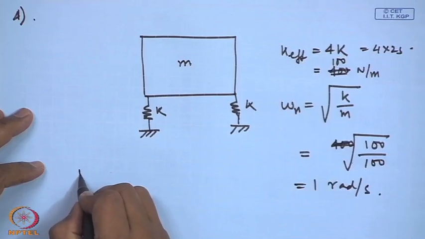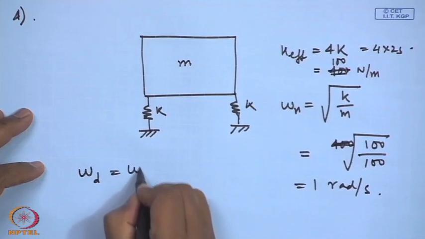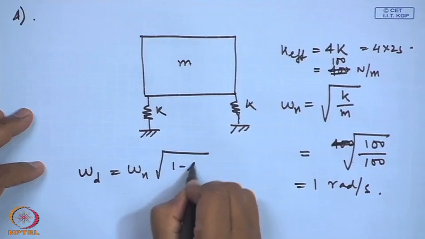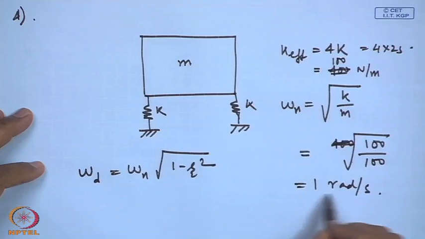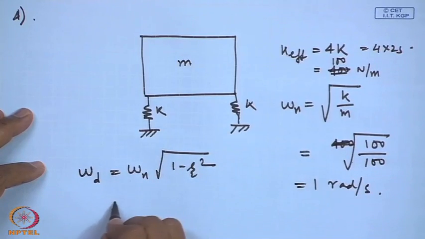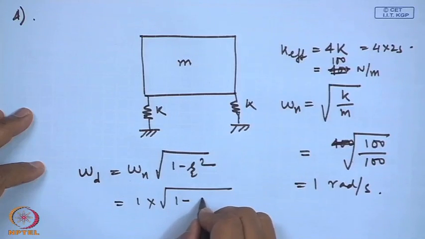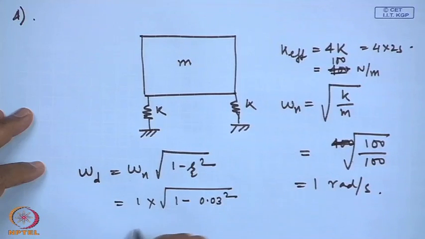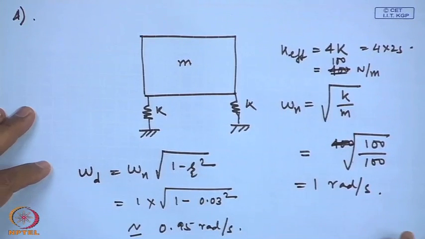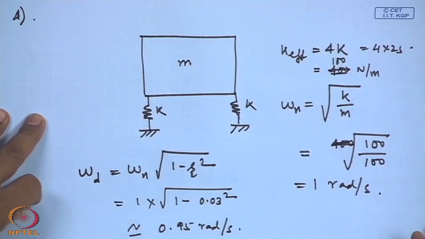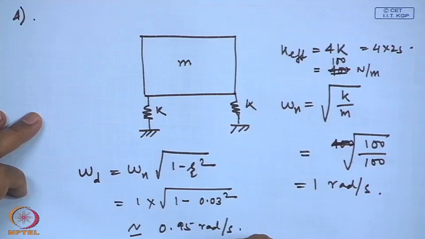Now the damped natural frequency of the system is given by this expression. So, we have found the natural frequency as 1 radian per second. So, damped natural frequency is 1 times square root of 1 minus 0.03 square, and this will be close to about 0.95 radians per second. It is a very simple example, where we have just used the formula to find the natural frequency of a system and the damped natural frequency of the system.